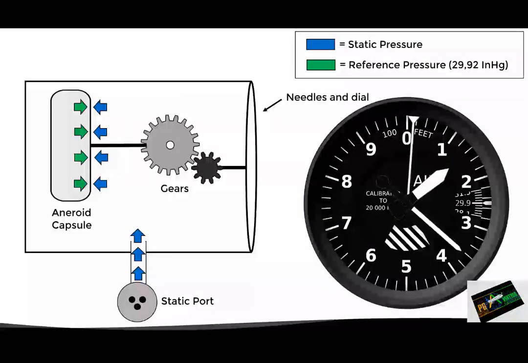When the static port gets blocked, the static pressure inside the instrument case will be trapped, and therefore it will remain constant. This means that the aneroid capsule inside the instrument will not expand or contract, keeping the needles frozen.